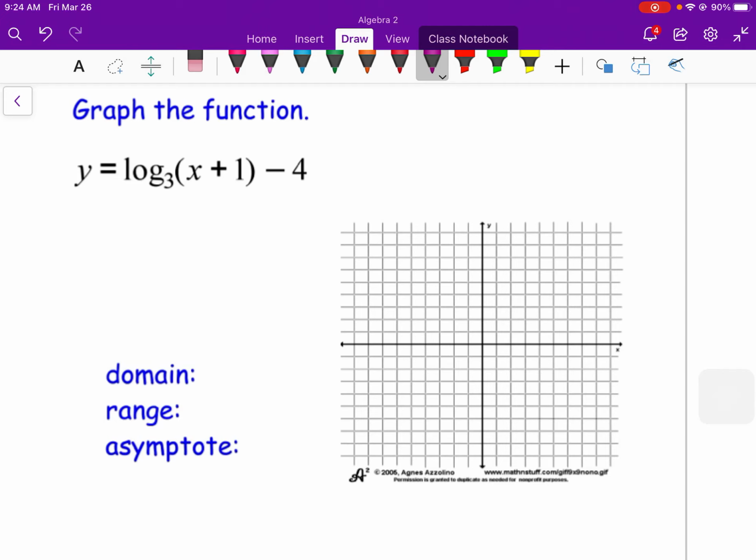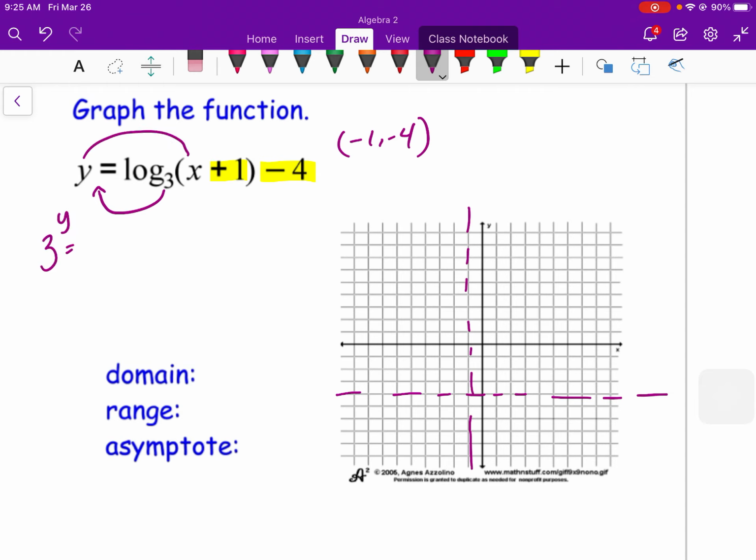Okay, graphing a log function is going to be similar. So first identifying the shift, which would be -1, -4. So shifting the graph to the left 1 and then down 4. And then I'm going to rewrite it in exponential form. So it's going to be 3 to the y power equals x, because I've already graphed the shift, so I can just focus on this part right here.